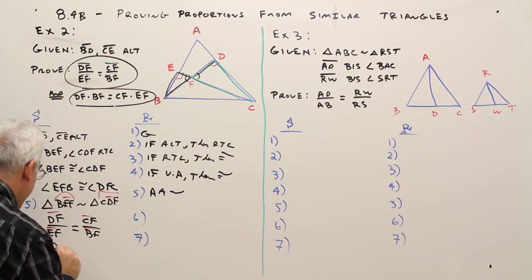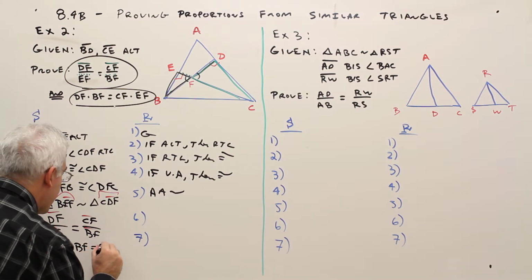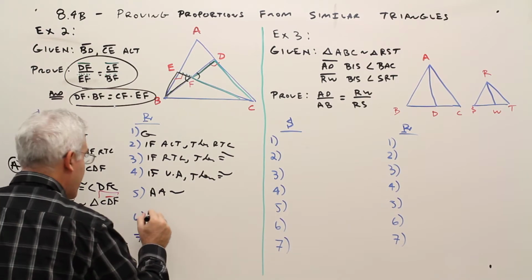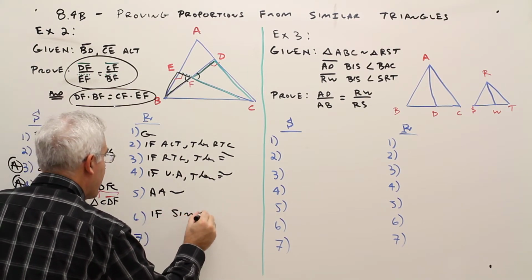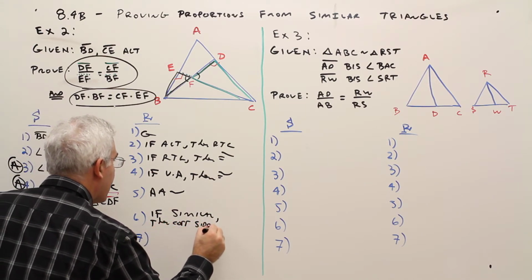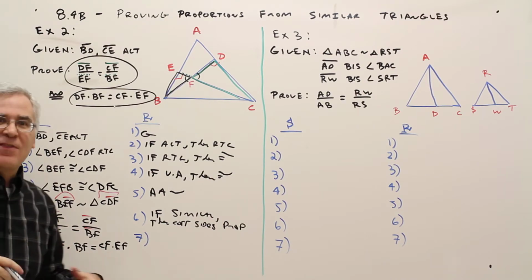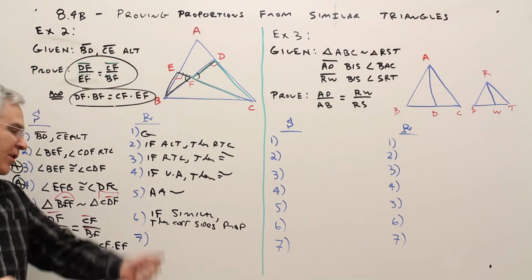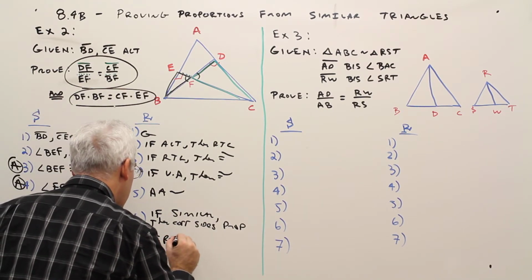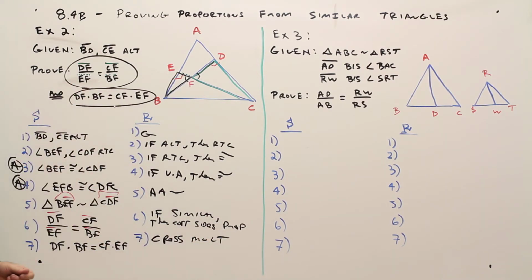So DF times BF equals CF times EF. Oh, I didn't give a reason for this. If similar, then corresponding sides proportional. And this one, the book's going to say the means extremes theorem. I'm just going to call it good old-fashioned cross multiply. Okay, so that's that for example 2.